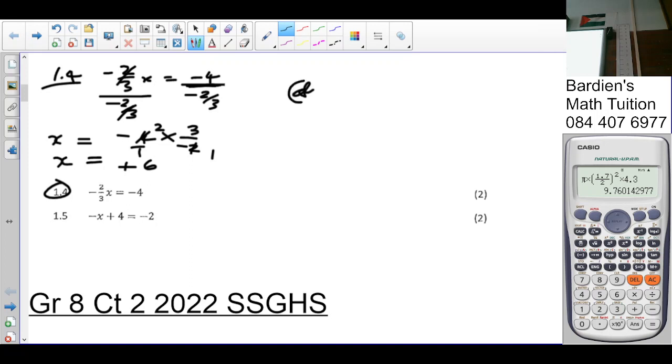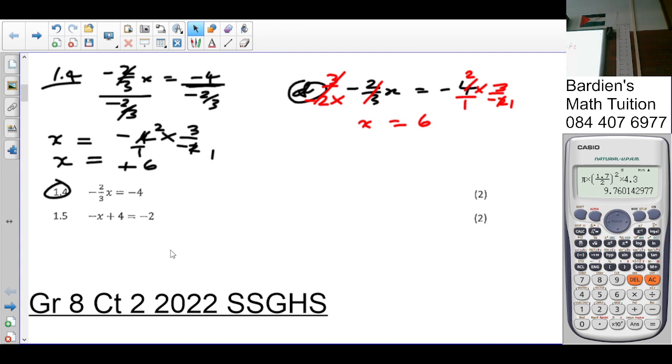Otherwise, I could have said, I multiply this by its reciprocal, both sides. So that cancels. So x is equal to negative divided by negative is positive. 2 going into 2 once, 2 going into 4 twice. 2 times 3 is 6. Okay. Any confusion here? No?